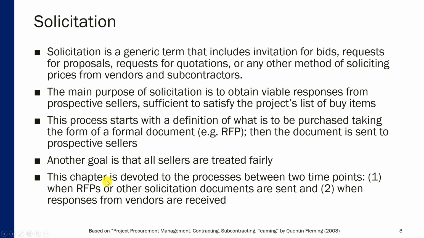So all in all, this chapter is devoted to the processes between two time points. The time when RFPs or other solicitation documents, again depending on the nature of procurements, are sent, and point number 2, when responses from vendors are received. So what are the things that are happening between those 2 points? This is what this chapter is largely about.